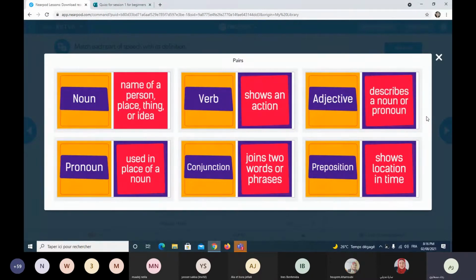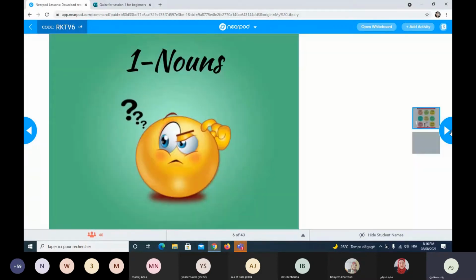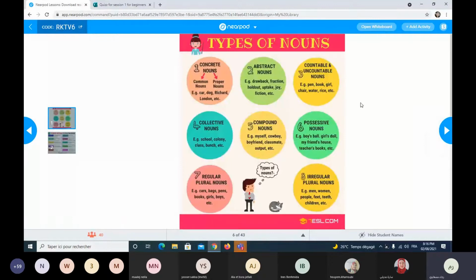Okay, now I will start with these elements. We will try to speak about each one of them. Let's first start with the noun. Okay, so here I have different types of nouns. I will not read all of them. Today, inshallah, we will only speak about the easiest ones, the simple ones. So, for example, I will talk about the common noun and proper noun.